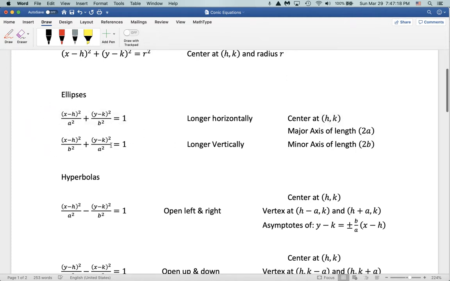Right? So very similar, just realize that we are always equal to 1, and we're dividing by a number that gets us an a squared and a b squared. And the a squared is underneath the variable that it's longer. So if it's longer vertically, the a squared is under y. And a is always longer than b. But that's only true for ellipses.